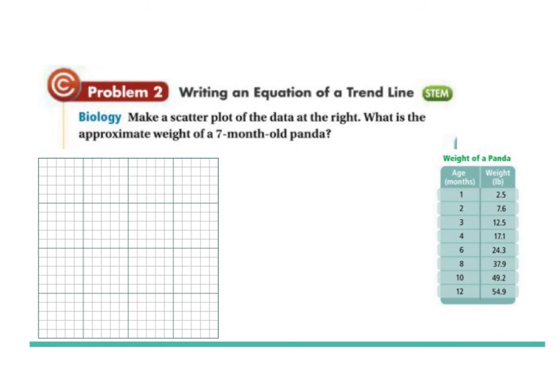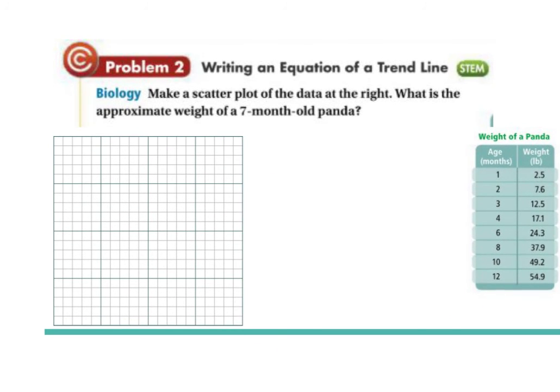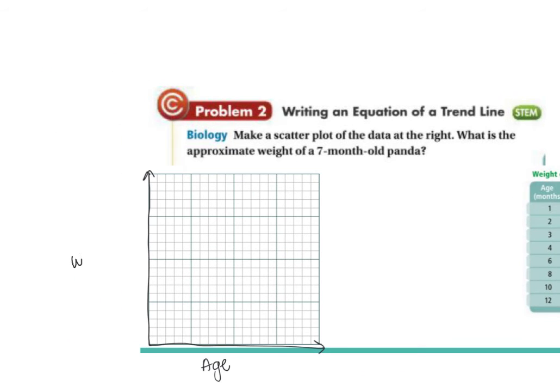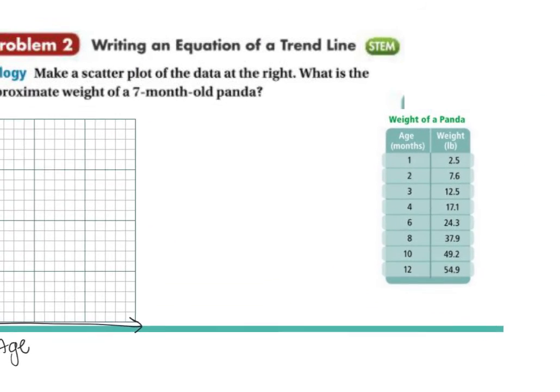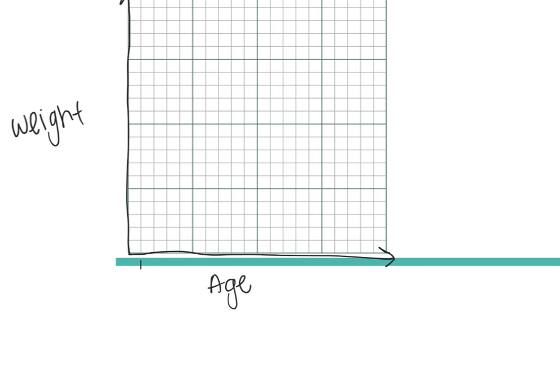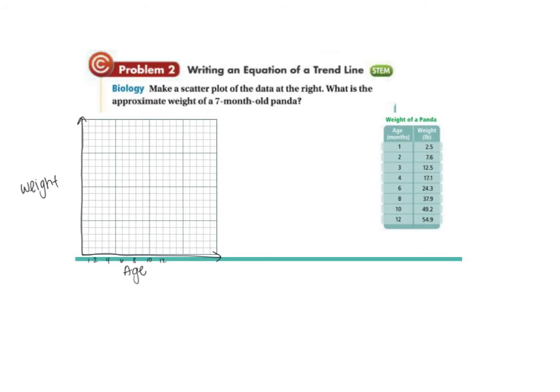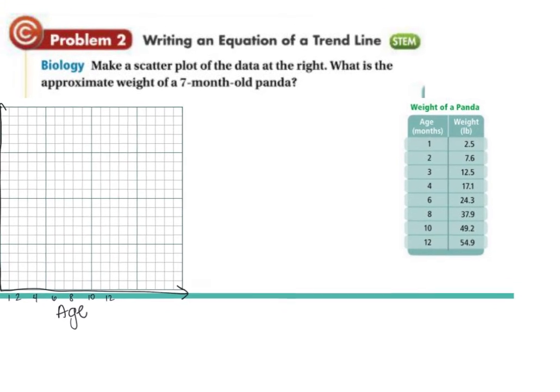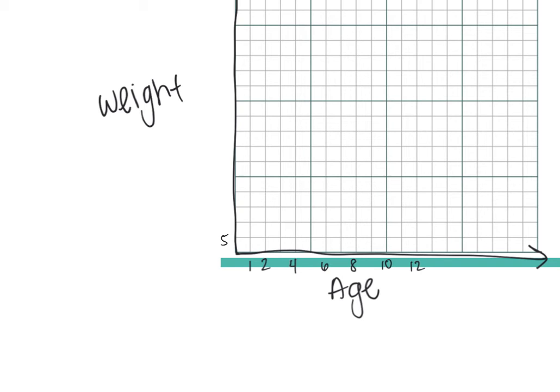Writing an equation of a trend line. Make a scatter plot of the data at the right. What is the approximate weight of a 7-month-old panda? Okay, let's go ahead and again do our x and y axes. My x-axis will be the age, and my y-axis will be the weight. My age goes from 1 to 12, so let's go 1, 2, 4, 6, 8, 10, 12, and my y-axis goes from 2.5 to 54.9. Let's go by fives: 5, 10, 15, 20, 25, 30, 35, 40, 45, 50, 55.